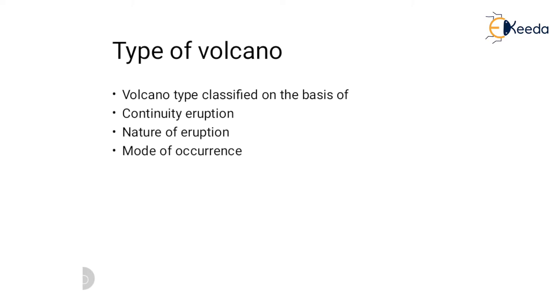Continuity of eruption, nature of eruption and mode of occurrence. See, continuity of eruption: active, dormant and extinct. These are the types of continuity of eruption. Volcanoes are classified on the basis of continuity of eruption.